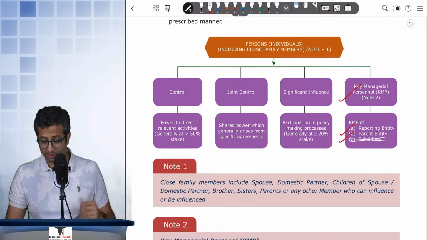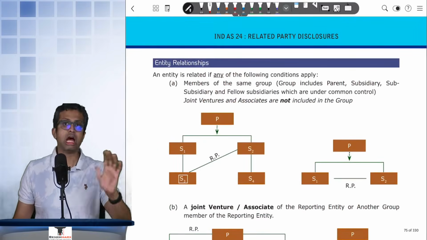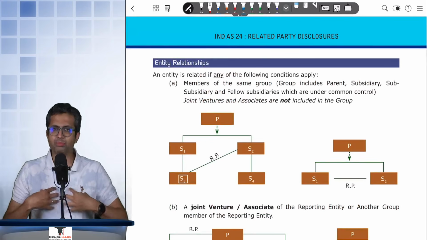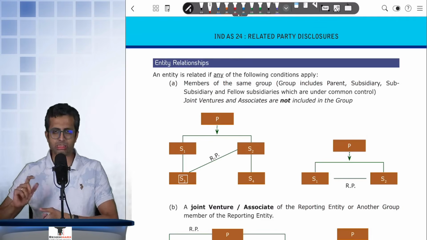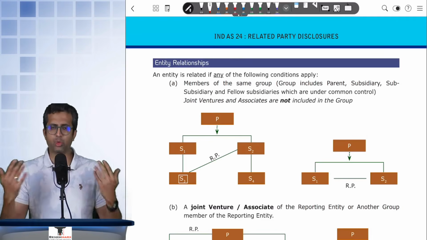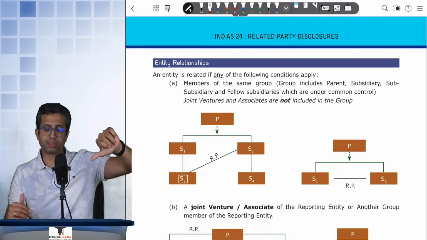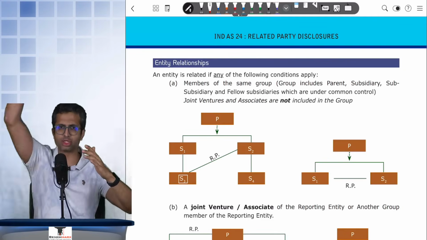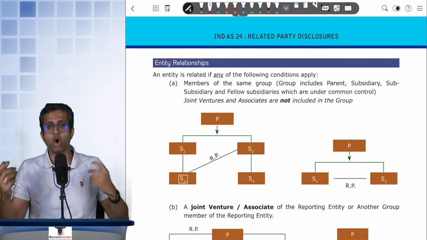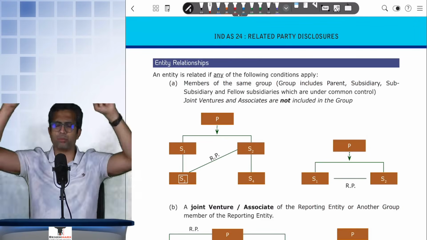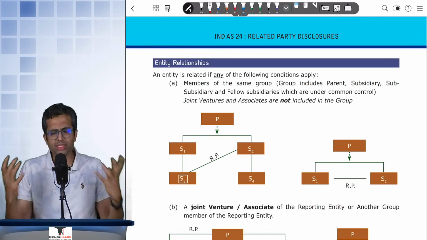So over here, these are person level relationships with the entity. Second, which is more important, are the entity level relationships. If I am the reporting entity, like Reliance Industries Limited, for me, the entities which are members of the same group, how will I define the group? Entities which are my parents, my subsidiaries, including my sub-subsidiaries, parents, including my ultimate parents, all of that will be related parties. But at the same time, even my fellow subsidiaries or subsidiaries which are under the common control would also be related parties. So your entire group is treated as a related party.